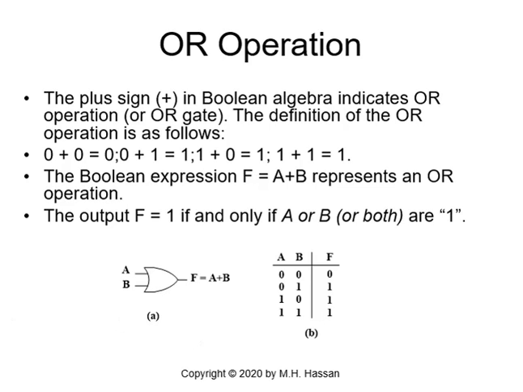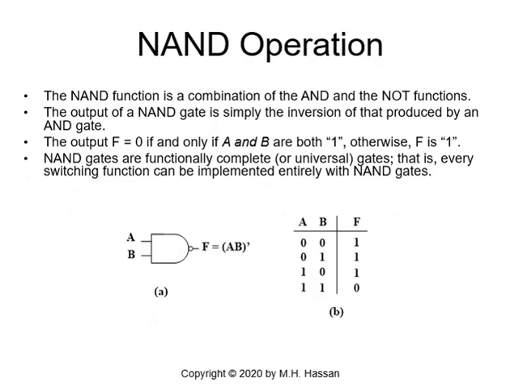Next slide is the NAND operation. The NAND function is a combination of AND and NOT functions. The output of a NAND gate is simply the inversion of that produced by an AND gate. So the output F will be 0 if and only if A and B are both 1s. Otherwise, F will be equal to 1.